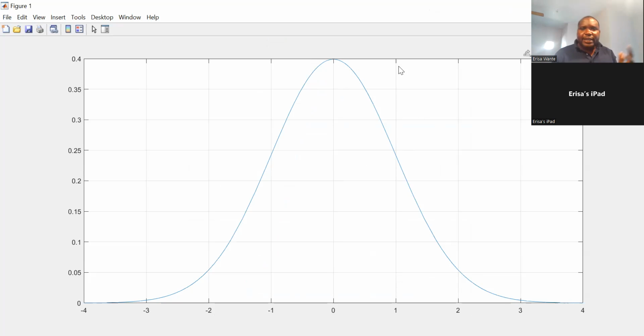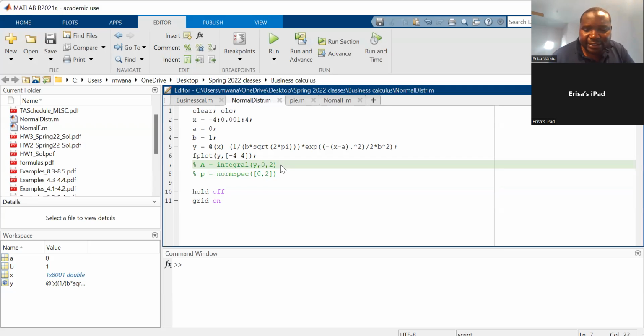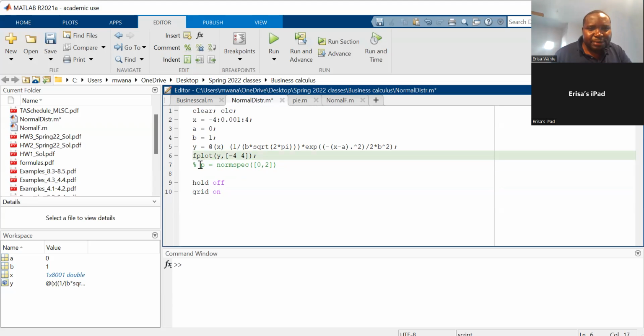But what if we want to get the probability between 0 and a particular value on this other side? What do we do? Let's see how we go about that. To find the probability between 0 and the positive side, we can do the integration, yes, but I'm not going to do the integration here. What I'm going to do is use a built-in command.